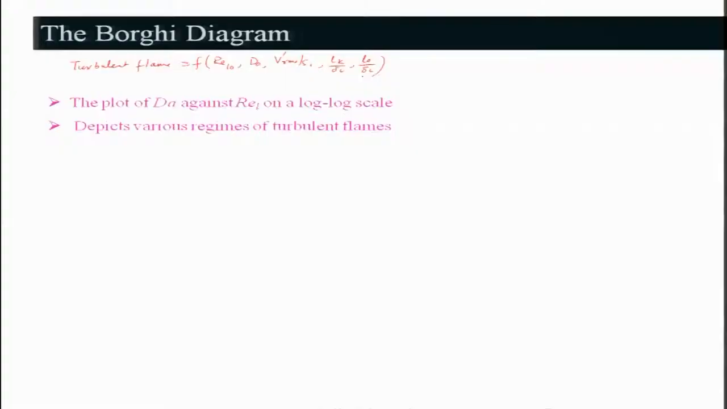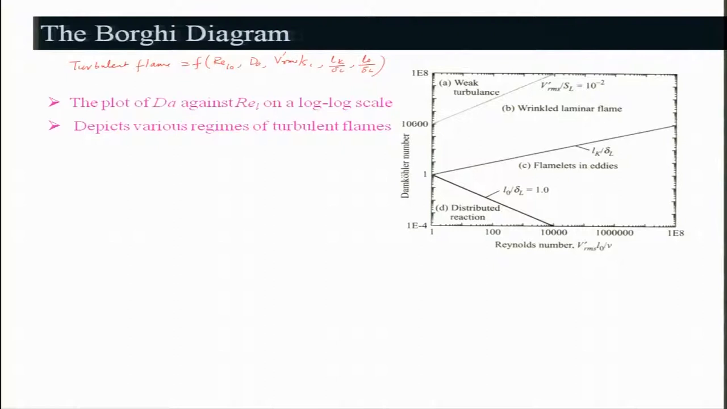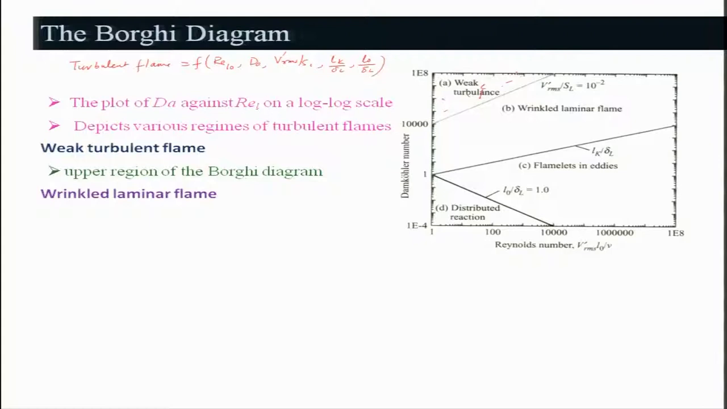And the plot is basically the Damkohler number against the Reynolds number, a log plot which I have shown here, and it depicts various regimes of turbulent flames. Weak turbulence will occur here, where the Damkohler number is very high but the Reynolds number is small. These are the regions where we are talking about weak turbulence, right? And this is the upper region of Borghi diagram, and this region where V RMS by SL is around 10 to the power minus 2, and LK by delta L is equal to 1, right?